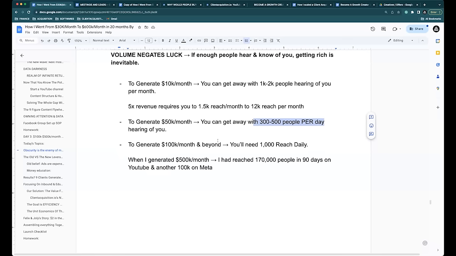To generate 100K, in my opinion, you need 1,000 people every day. And when I say 1,000 reach, I don't necessarily mean pure outbound prospecting or pure reach from ads. I generally mean that even if you have content online and that gets you 30% of this reach and the rest is from outbound or paid ads, then you're hitting the goal, but you need 30,000 impressions or reach every month. When we generated 500K a month, I think I had reached 170,000 people in 90 days on YouTube and another 100,000 on Facebook or Instagram. So that means that to make 500,000 a month, you need to probably get a quarter of a million people to know about you, right?